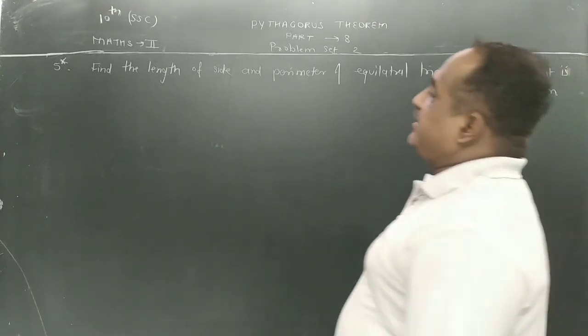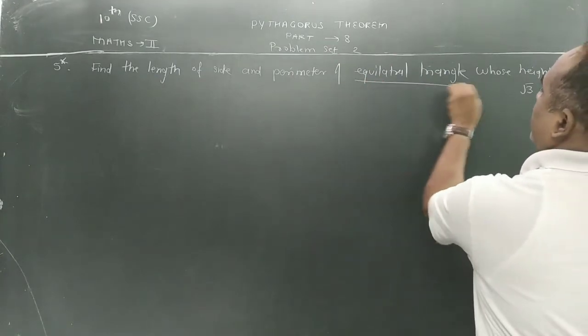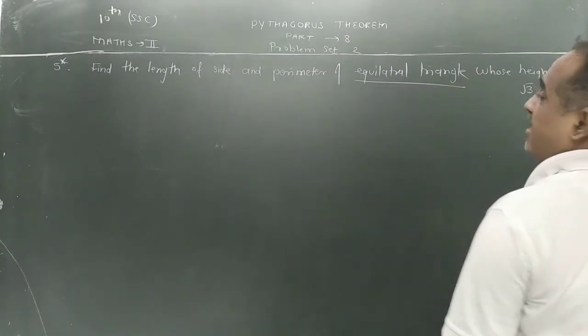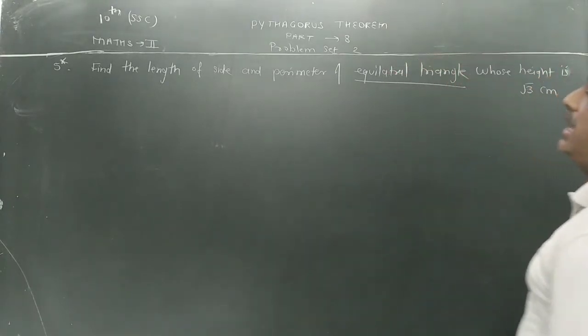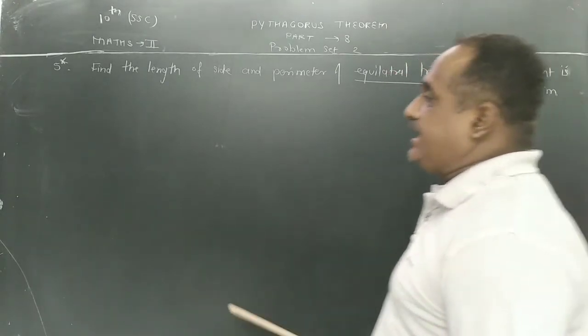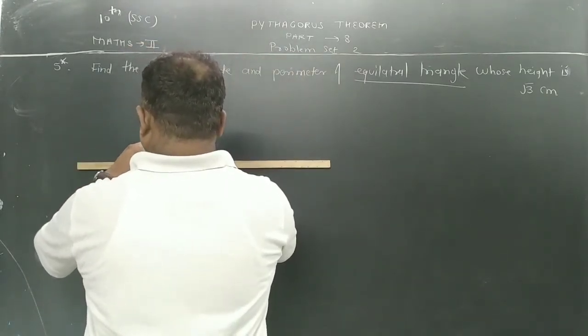Now, fifth question: find the length of side and perimeter of equilateral triangle. Equilateral triangles are those whose all the sides are congruent and all angles are of 60 degree. So first we draw an equilateral triangle.